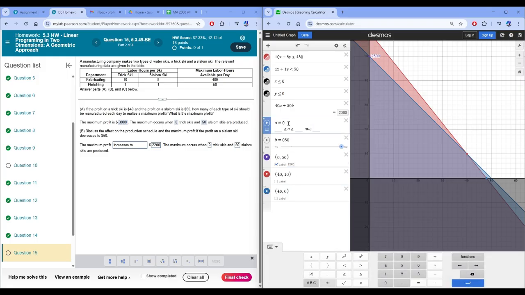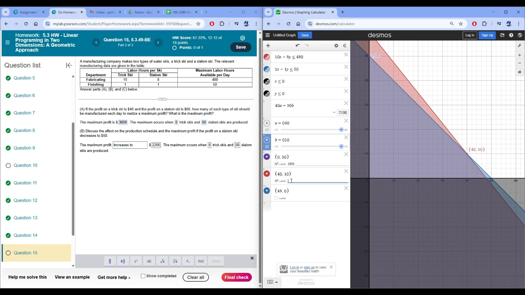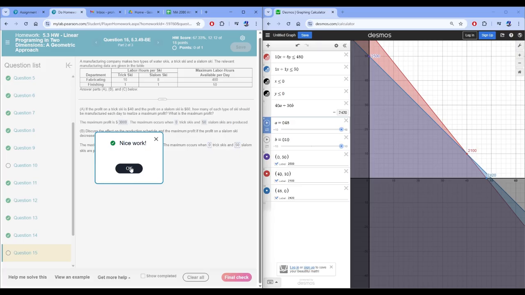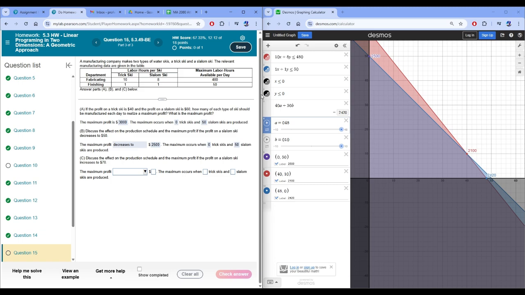This one's going to be 4010. And then that's going to be 2100. And then 48 0 happens at 2420. My maximum profit decreases to 2500, the maximum occurs at 0, 50. Now I understand the question. My bad. Alright, so now what happened if it was increased to 70?